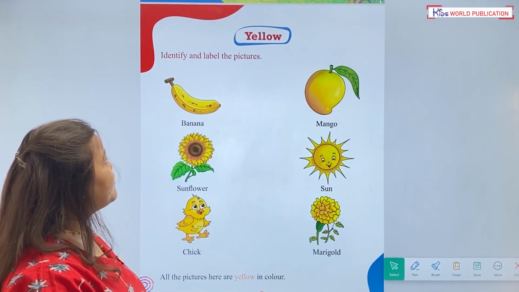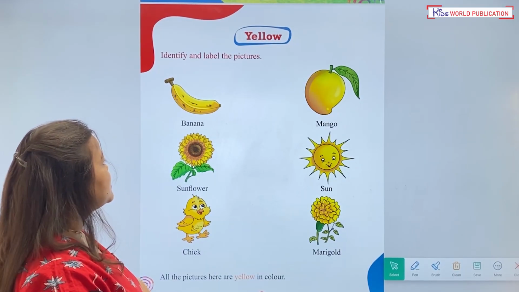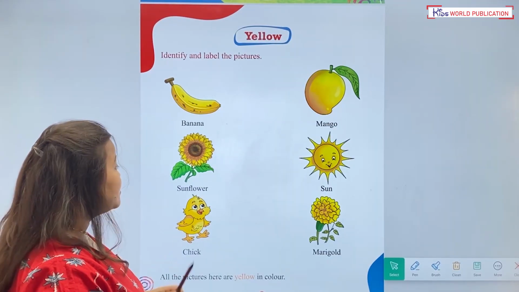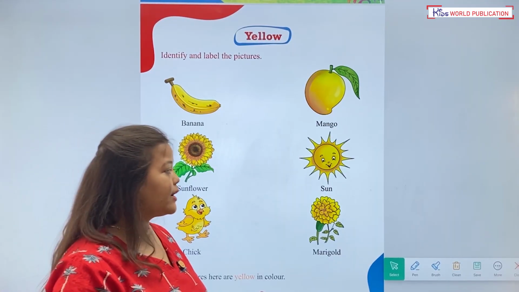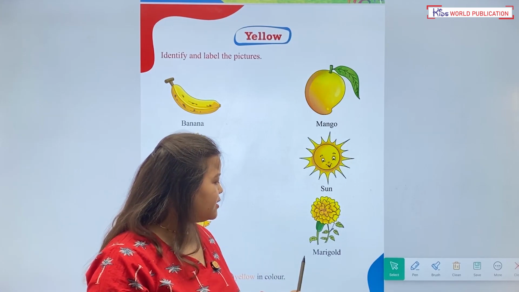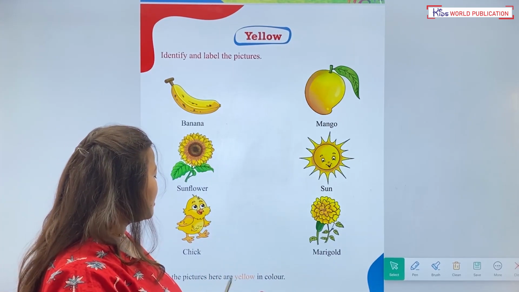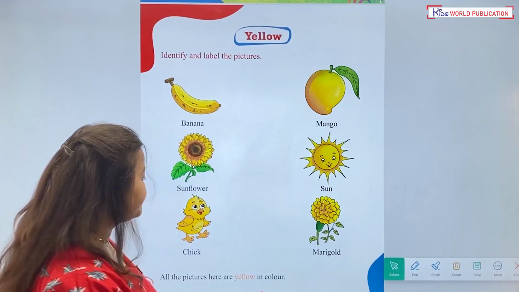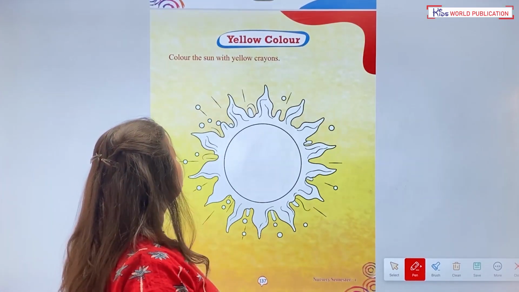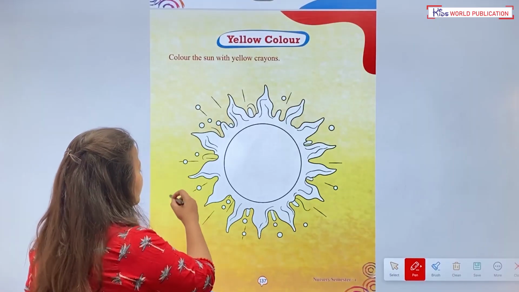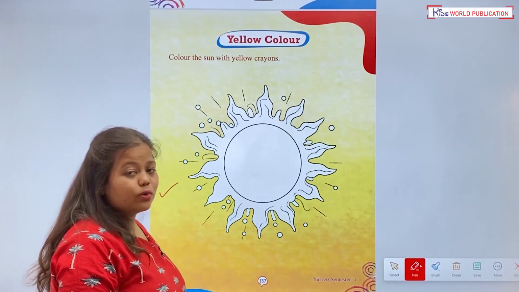Yellow. Identify and label the pictures. Yellow banana, yellow sunflower, yellow chick, yellow mango, yellow sun, yellow marigold. All the pictures here are yellow in color. Yellow color. Color the sun with yellow crayon. So kids, you will color this sun with yellow crayon.